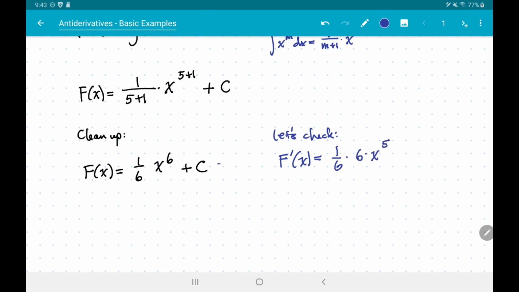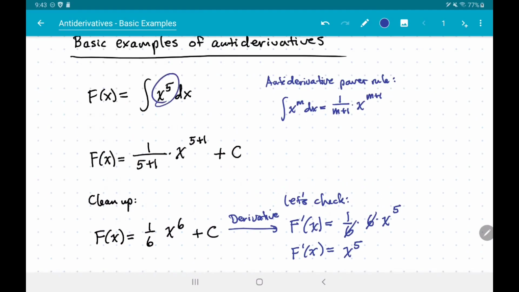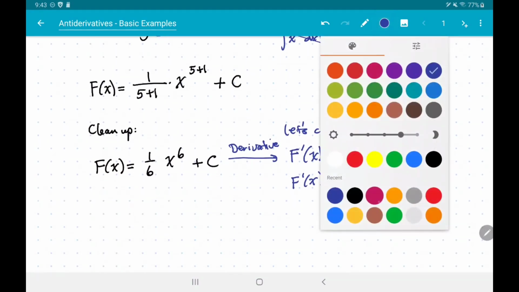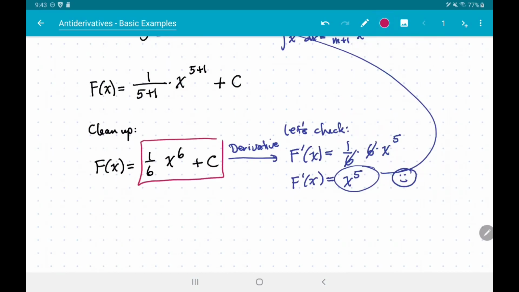So what I have done is take the derivative of this big F, and once we simplify it by canceling that factor of 6, we should get x to the 5th, which is what we started with back here. These agree, so we're happy. And if you were doing a problem like this on Hawks, for example, it might ask you to type something like this into the box.